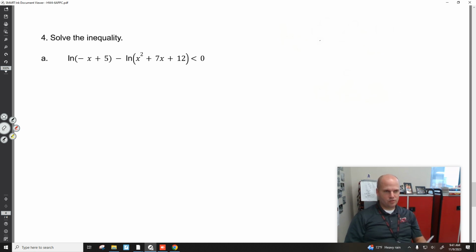But now, these questions are doozies. Here's why. We have a situation where we have a logarithmic inequality. When is this log less than 0? Now, first things first, I'm going to rewrite this as a quotient.